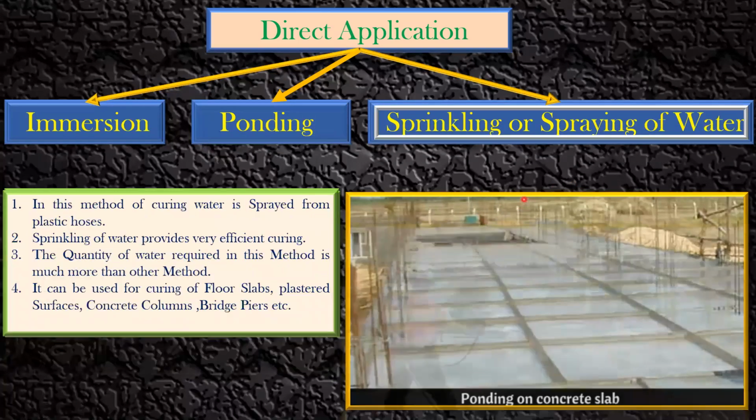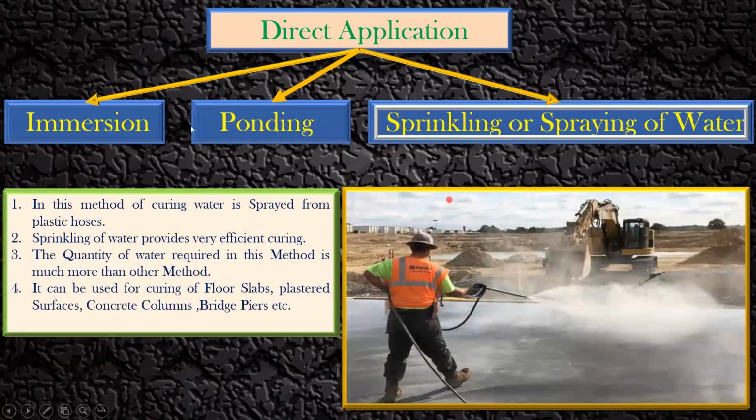The next one we have is sprinkling. In this method of curing, water is sprayed with the help of plastic pipes. Sprinkling of water provides very efficient curing because the water goes everywhere. So what will happen is you are going to get a very efficient curing.